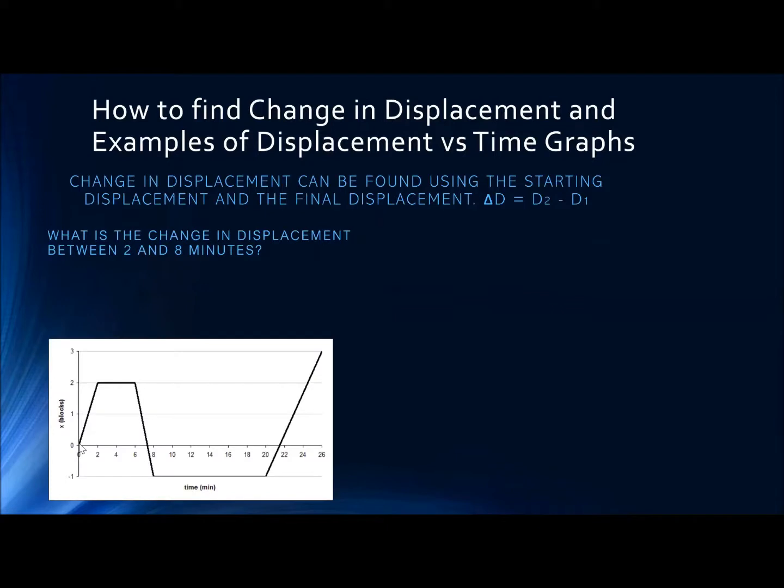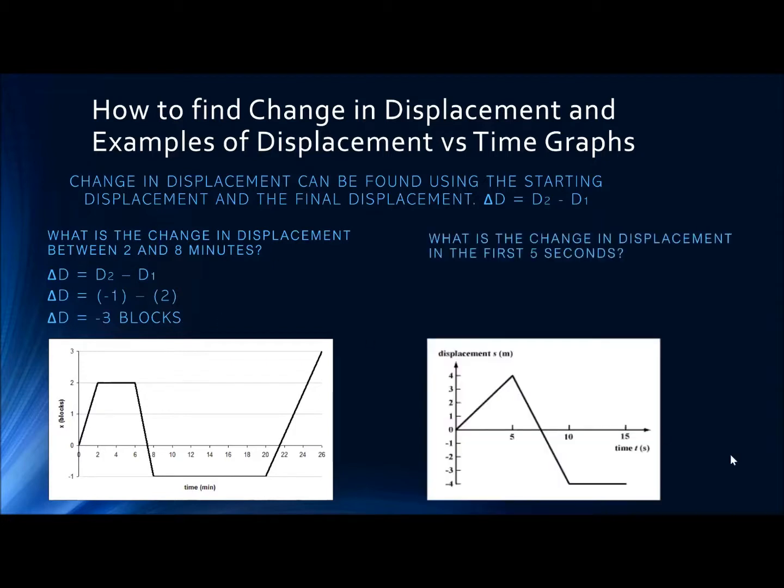First, what is the change in displacement between 2 and 8 minutes on this displacement versus time graph? First, we're going to use our equation, the change in d equals d2 minus d1, which you will substitute in -1 and 2, giving you -3 blocks.